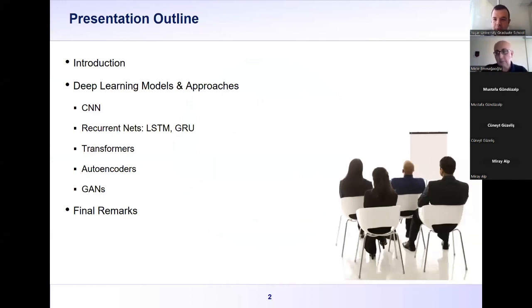I will try to give some introductory information about the hottest topics in deep learning models. Of course, there are a lot of different models and a lot of details, but due to time constraints, we should move forward quickly.